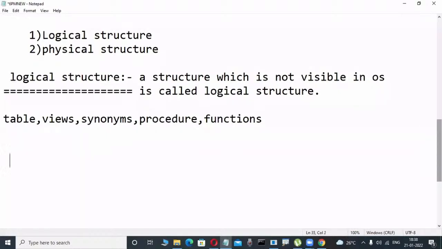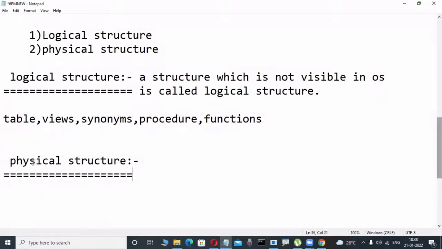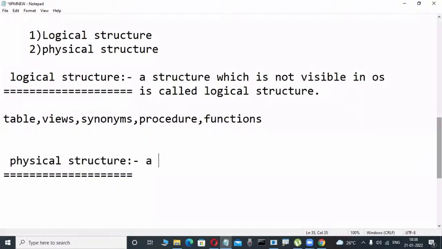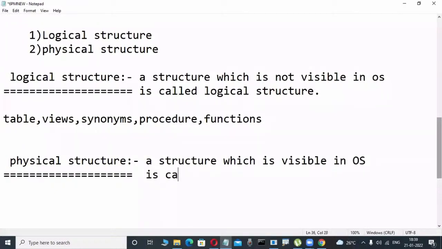Now observe it here. What is a physical structure? Don't write it, just roughly observe. What is a physical structure? This is the opposite. A structure which is visible in the operating system is called a physical structure.